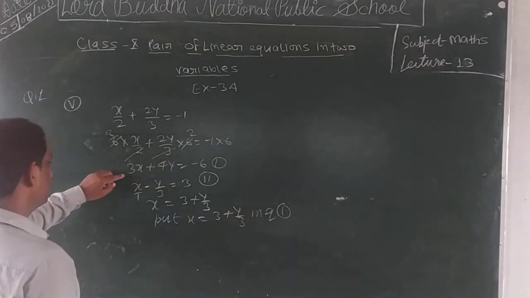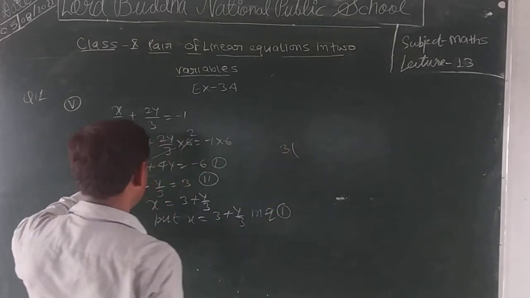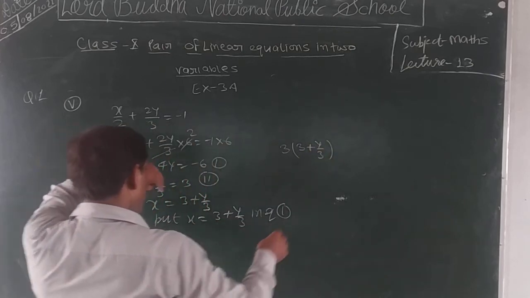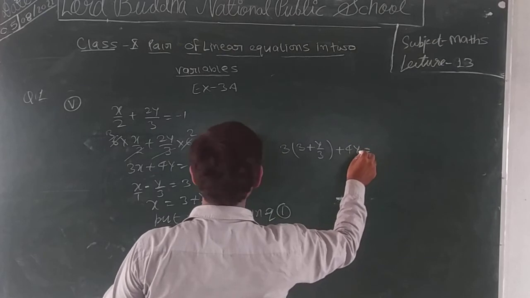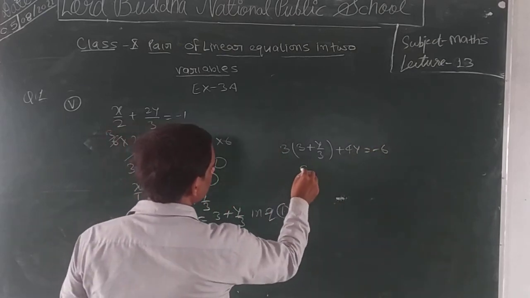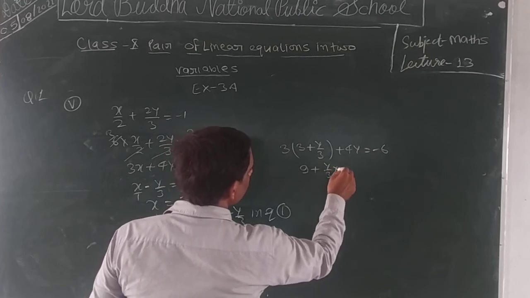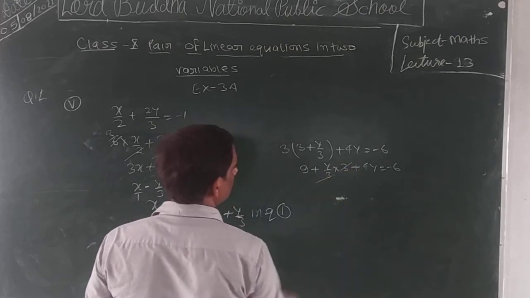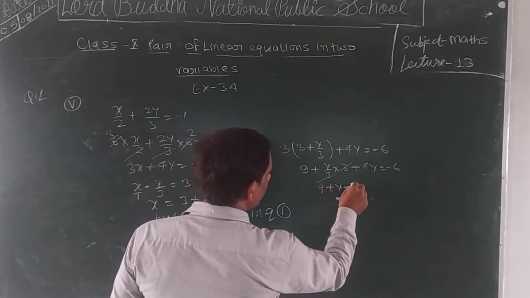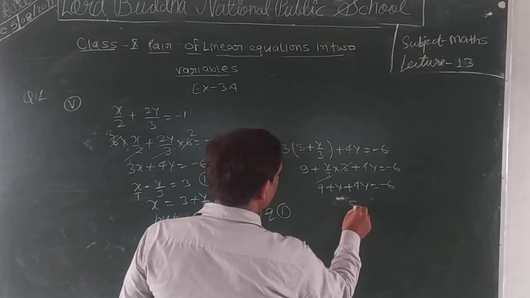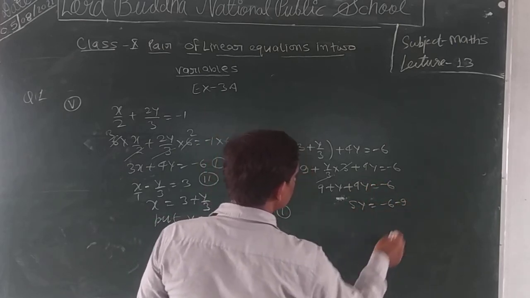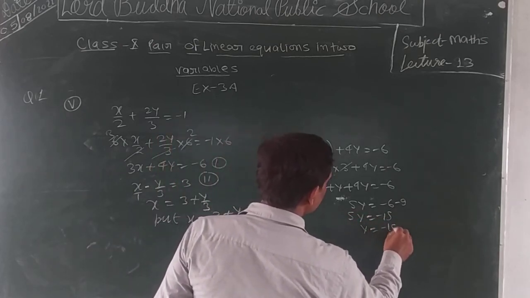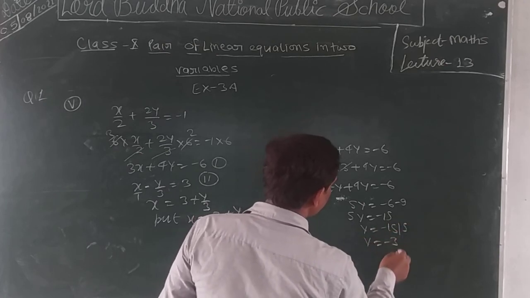Okay? Here see that. 3 into, in place of x, (3 plus y) upon 3 plus 4y equal to minus 6. Multiply: 3 into (9 plus y) by 3... 3 cancels out. 9 plus y plus 4y equal to minus 6, or 5y equal to minus 6 minus 9. So 5y equal to minus 15, or y equal to minus 15 upon 5, or y equal to minus 3.